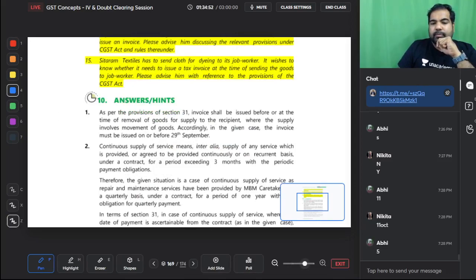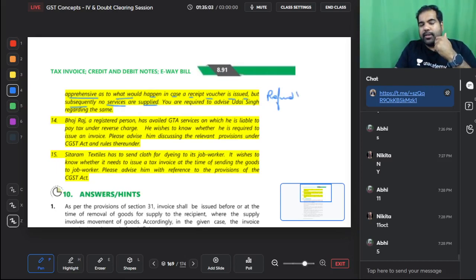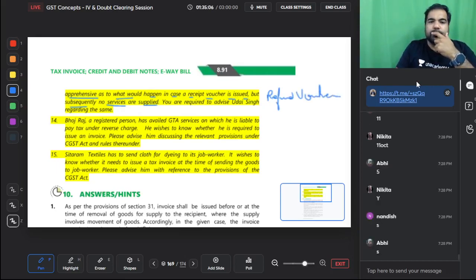However, he is apprehensive as to what will happen in case a receipt voucher is issued, but subsequently no services are supplied. Guys, if the services are not supplied, can you issue a refund voucher after that? Yes, you can issue a refund voucher.